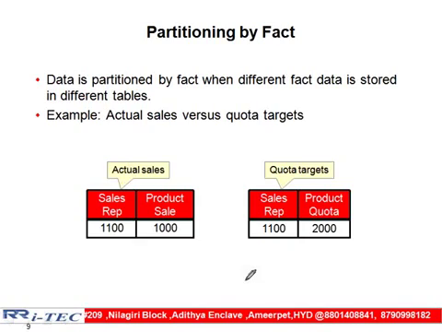If I want only actual data, I need to take it. If I want only targets data, I need to take it. If I want actual and target data, then I need to take it. All the combinations we need to take.